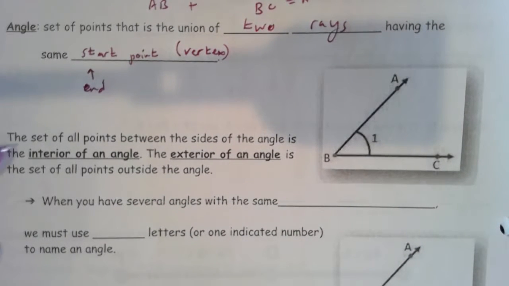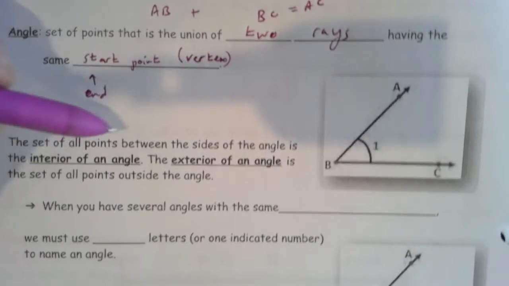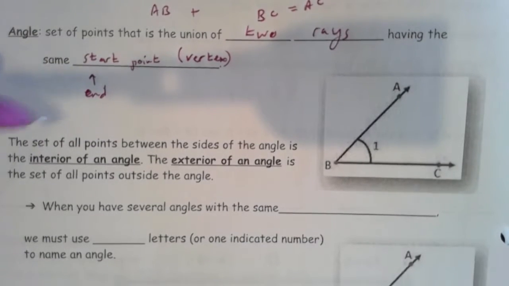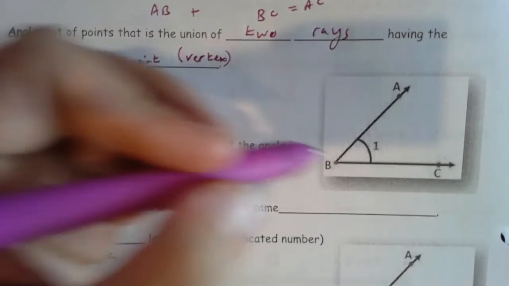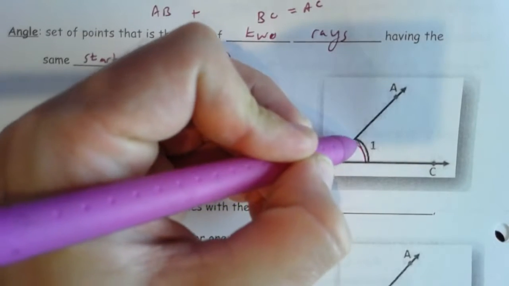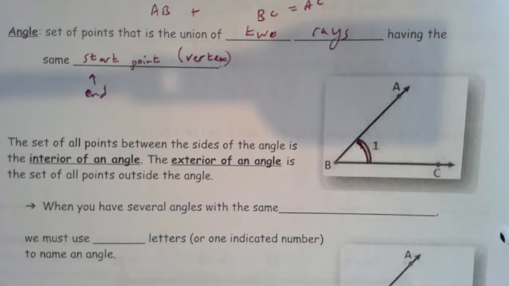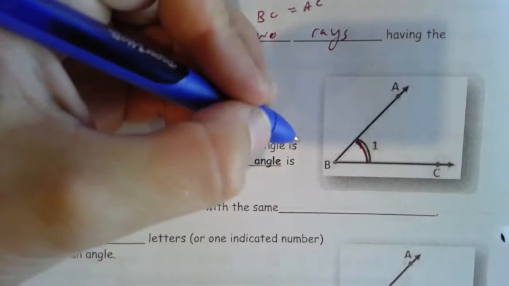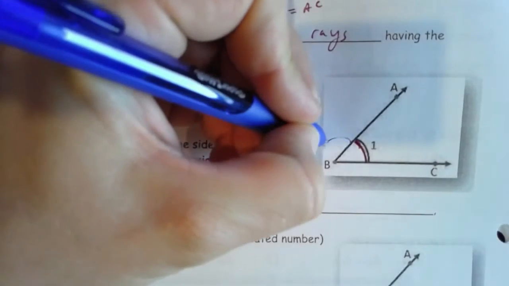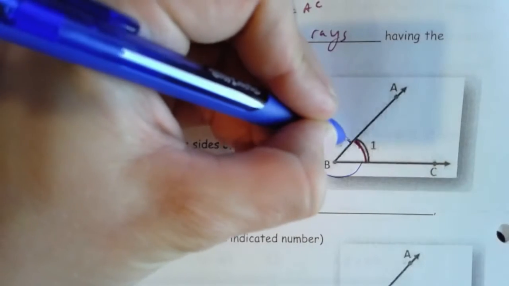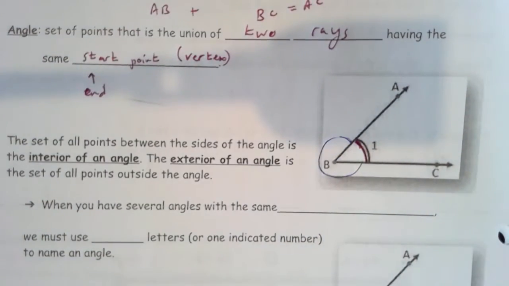The set of all points between the sides of the angle is called the interior of the angle. So right over here, between the two sides, is the interior of it. The exterior is the set of all points that are outside. So all the points out here on the outside of that angle are my exterior.